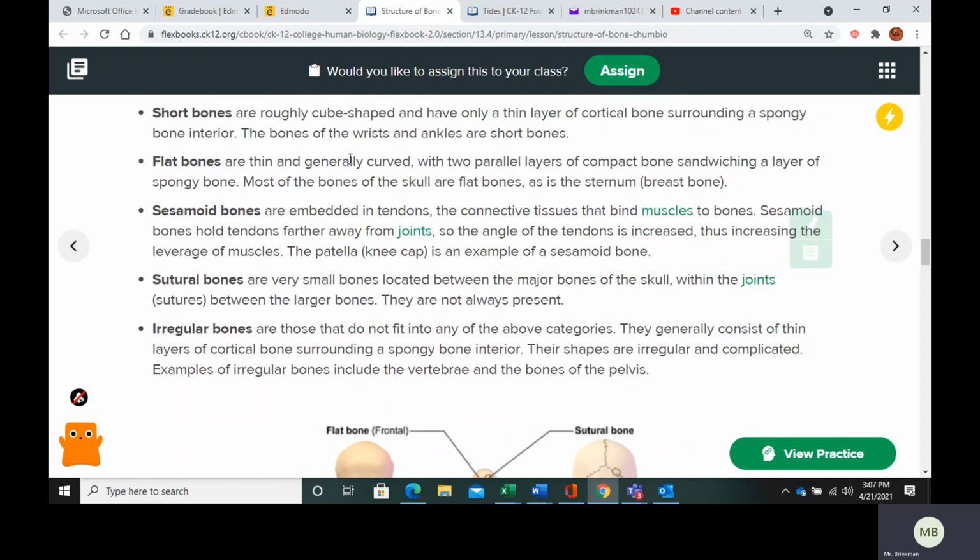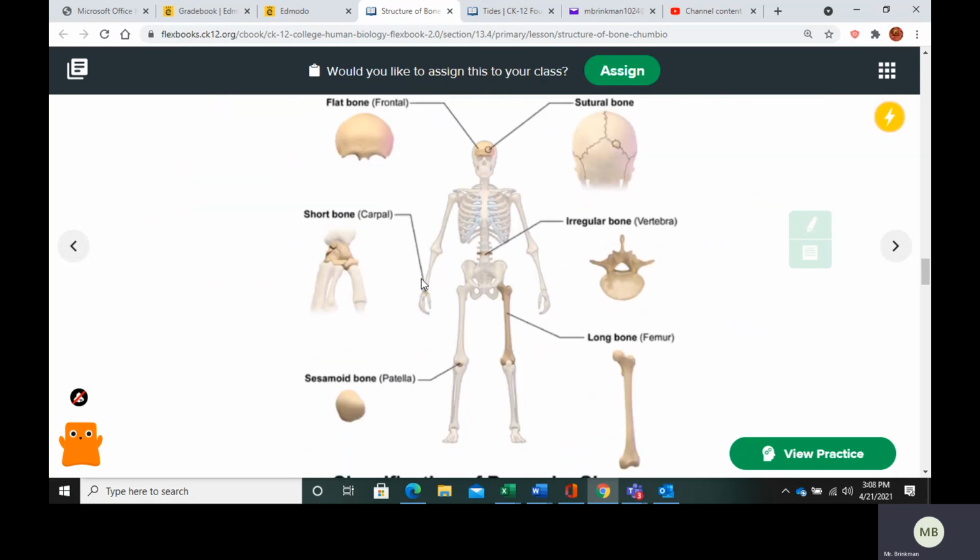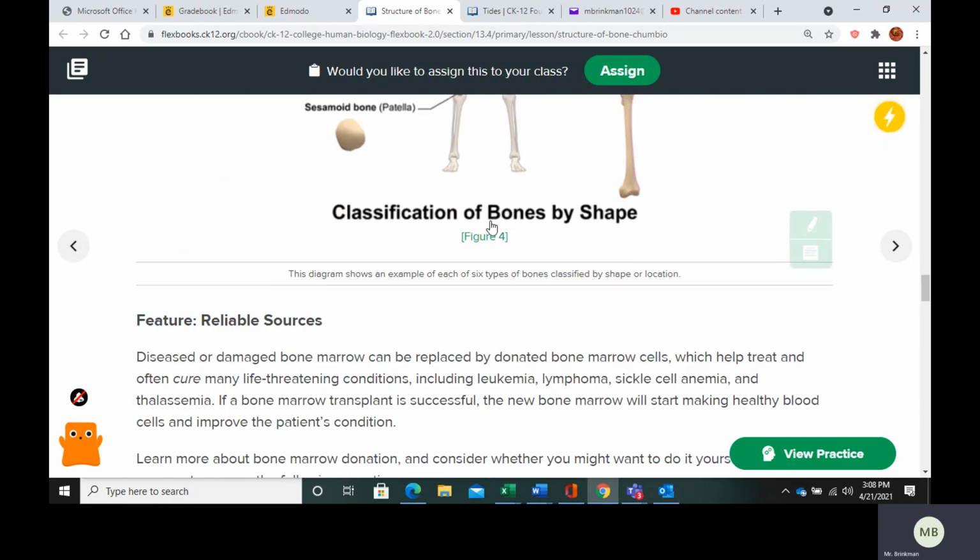Flat bones are thin and usually curved. Sesamoid bones have an interesting shape to them. The patella, your kneecap, is an example of a sesamoid bone. Sutural bones are very small bones in between the major bones of your skull. And irregular bones are ones that do not fit into any of these above categories. You can see examples of these in the diagram, and hopefully that makes sense.